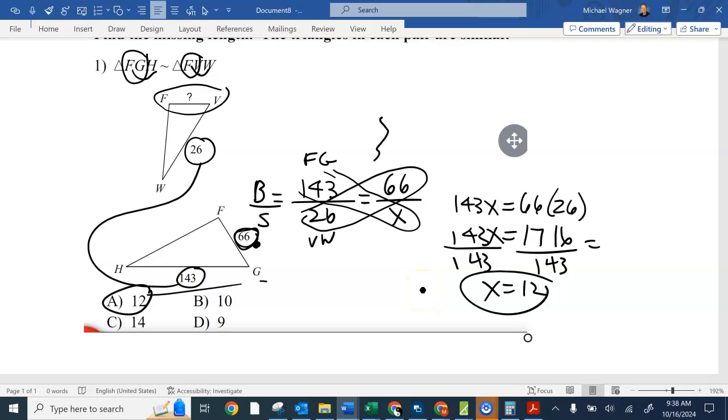Now, maybe a quicker way to do it, there's two ways to do cross multiplication. I can take 143 over here and divide by 26 to see the scale factor. So I took 143 divided by 26, I got 5.5. And so then I can take 66. Now you might say, well, are you going to multiply it by 5.5 or divide? Well, for one thing, you know that you're getting a smaller triangle on the bottom, so you'd have to divide. So if I took 66 and divided by 5.5, I would get 12. Okay, so that's how you do that kind of problem.